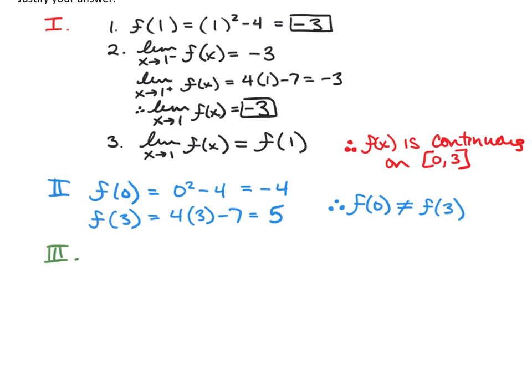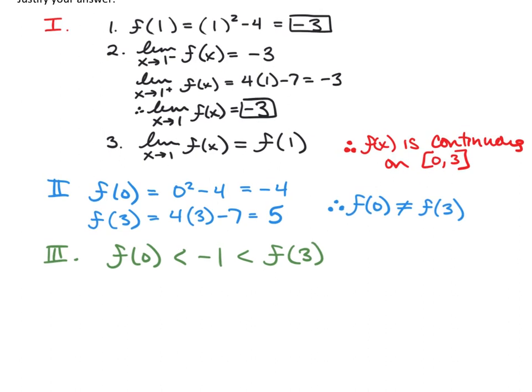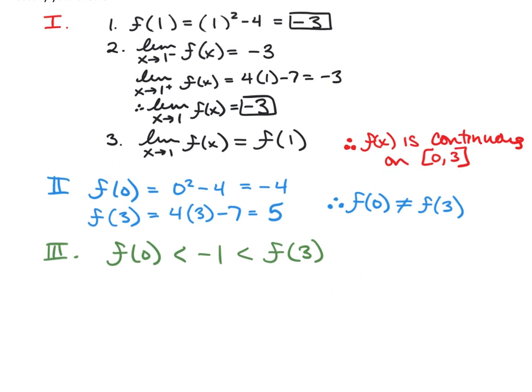But isn't negative 1 between negative 4 and 5? Yeah. Great. So we can say that f of 0, which is negative 4, is less than negative 1, which is less than f of 3. That's saying negative 4 is less than negative 1, which is also less than 5. That's a true mathematical statement. And since I got all the way there, we write our final conclusion statement, with mathematical symbols for everything instead of words.